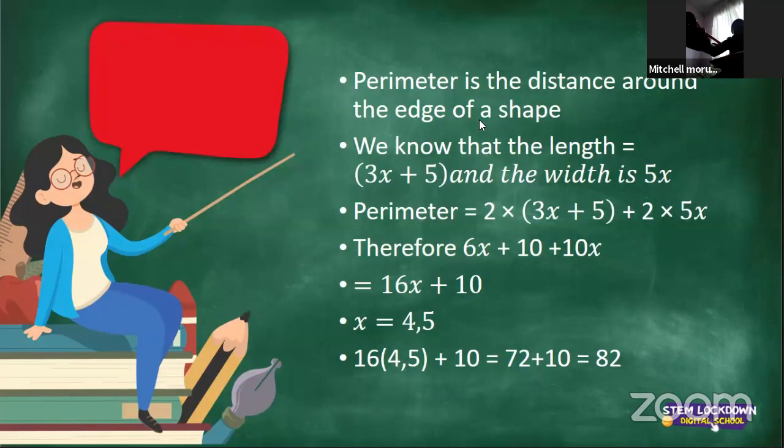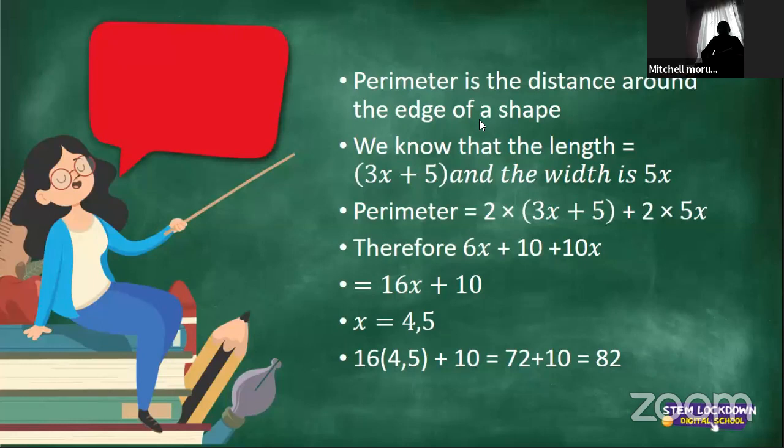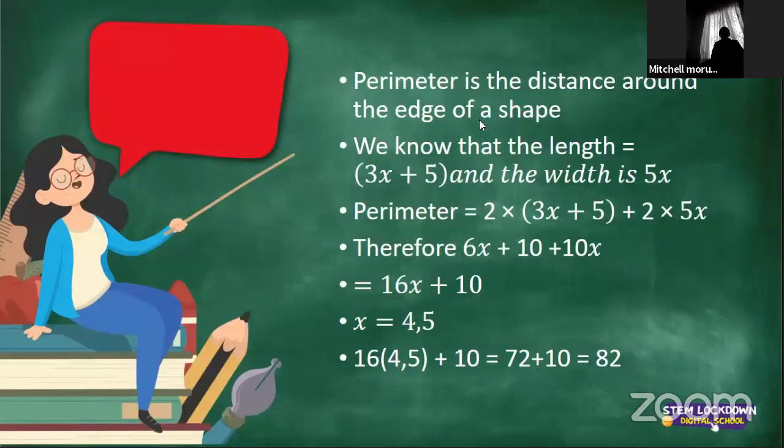That's how it is. But this is one, sir, can I ask you more questions? Yes. Since here it says 16x, right? So the x represents 4.5, and then by the calculations, by the last bullet point, it says 16 brackets 4.5. So do the brackets stand for multiplication? Exactly. Each time you see a bracket, you must know that to break that bracket, it means you have to multiply out. So yes, the bracket stands for multiplication. Thank you, sir. You're welcome.